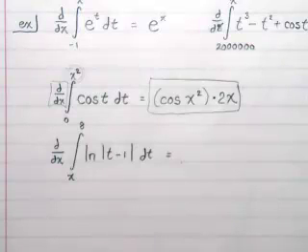This time? That's right. You guys remember that one? You can switch the lower and upper limits, but you have to make the whole thing negative to do that.